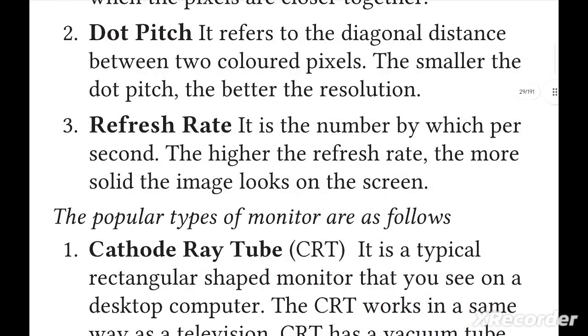Third, refresh rate. It is the number of times the screen is refreshed per second. The higher the refresh rate, the more solid the image looks on the screen.